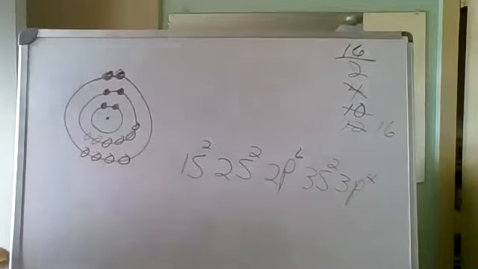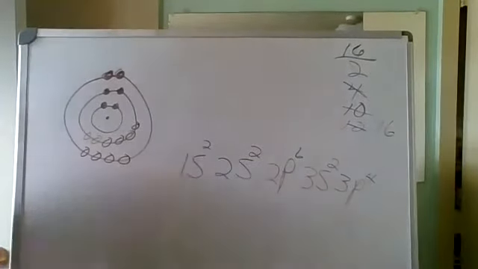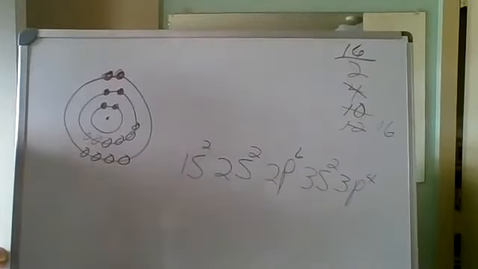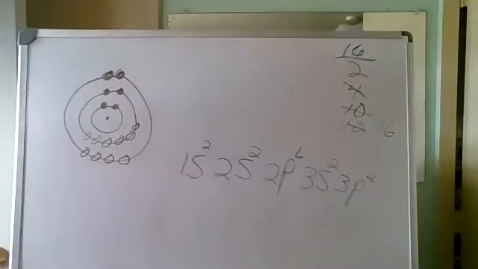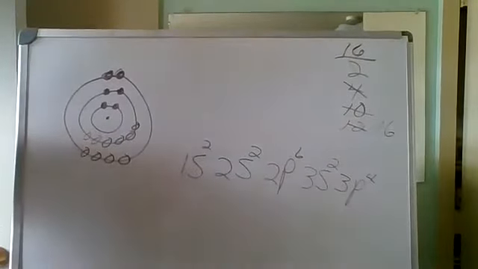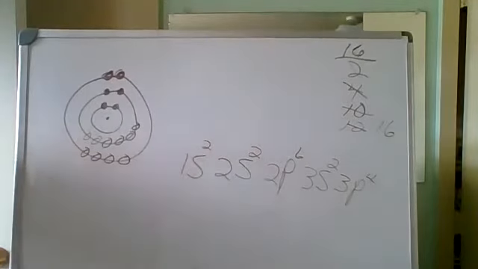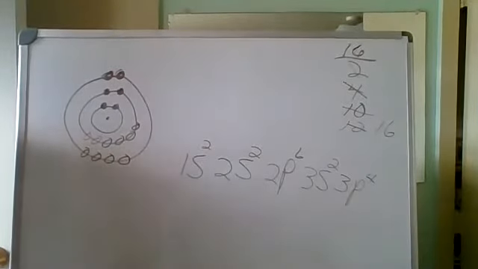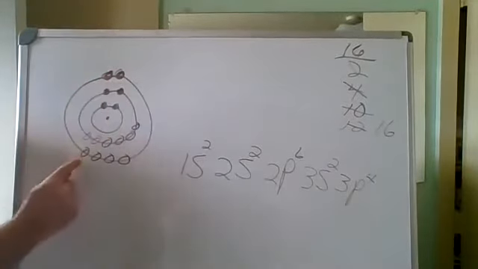Is there anything else we can check to make sure this is right? Total number of electrons we check. We can check the number of valence electrons. Sulfur is in what Roman numeral group? It's in 6A. So if it's in Roman numeral group 6A, it should have 6 valence electrons. There they are, 2 there and 4 there.